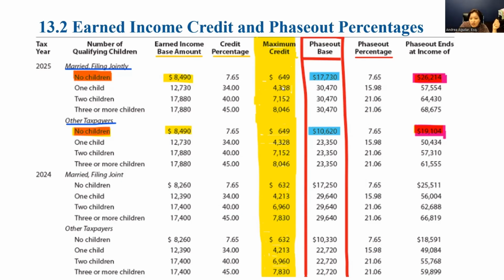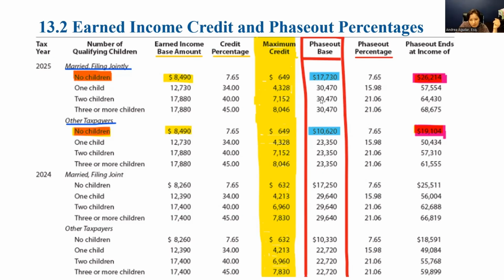So now that you have your maximum credit, if you make $19,000, $20,000, $25,000, you're fine. You're still going to get this maximum credit. However, once you exceed this phase out base, then you're going to start losing your credit. Your credit is going to be reduced.